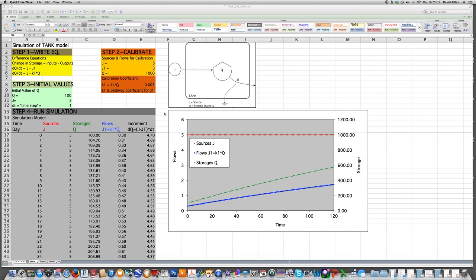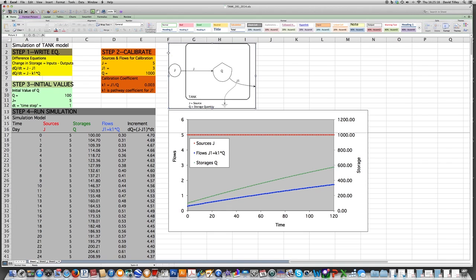So what we see here before us are the components of the spreadsheet that we need to simulate the model tank. We have here the diagram that represents the model tank. In this case, we have an inflow J, a storage Q, and an outflow J1. Note that this is slightly different nomenclature from the model we used in lesson 4A. However, the structure is the same.